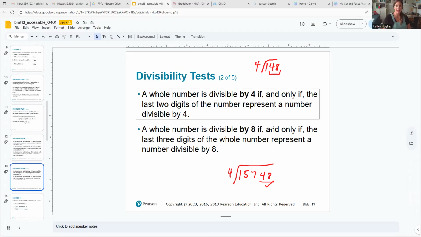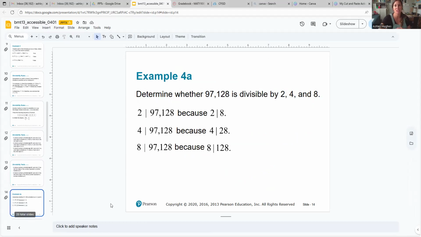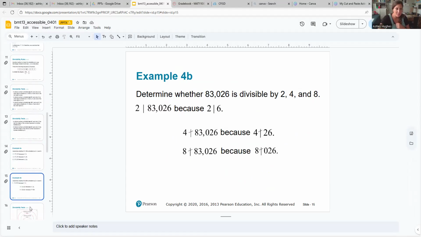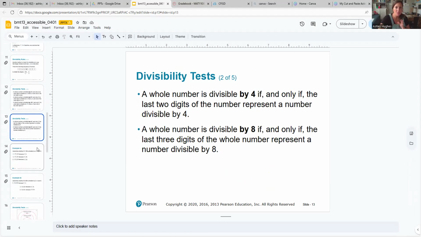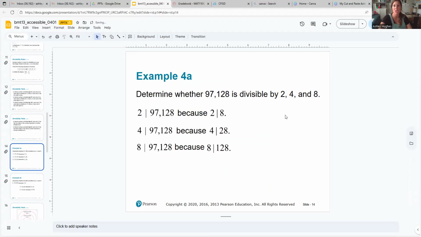A whole number is divisible by 8 if and only if the last three digits of the whole number represent a number divisible by 8. That one I don't use as much. I'm not usually trying to factor as large of numbers. It's a little bit more trial and error. For 8, it would be the last three digits. I'm going to talk about nines. I will throw in nines if we don't get to them. The nines are my favorite.